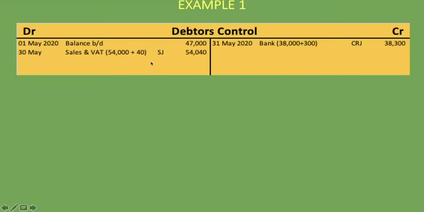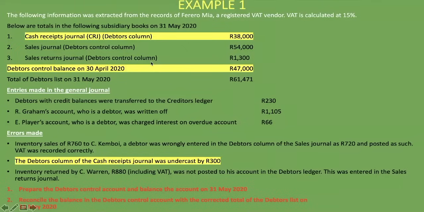I hope it's making sense so far. So let's go back and highlight our work. We're going to highlight the sales journal. Before we highlight the error that was made, the 760, which was written by mistake as 720, we also know, like I just mentioned, it affects our debtors list. So let's look for the total of the debtors list, and you can see here we are told the total of the debtors list on the 31st of May 2020 was 61,500 471 rand. So we're going to do that one as well at the same time.